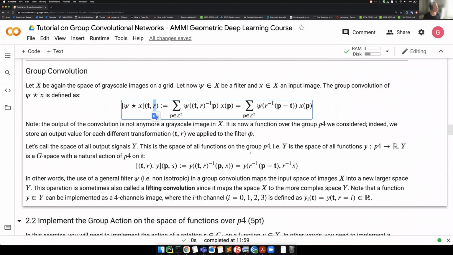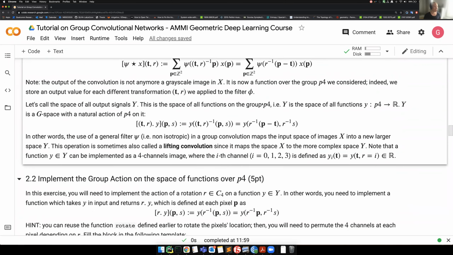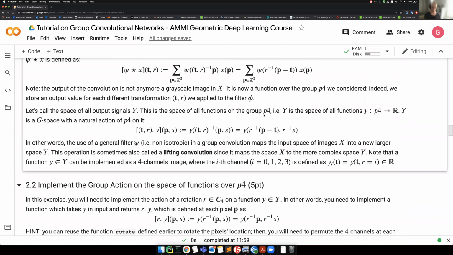What we have seen so far is a lifting convolution because in a normal convolutional network, you have a filter, you apply it everywhere. For each translation of the filter, you have a number, and the result still looks like an image. For each pixel of the image, you put a filter there and you get a number. You do it at the next pixel, you get a number, and in the end you have something that looks like an image.